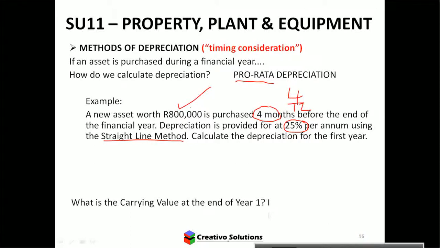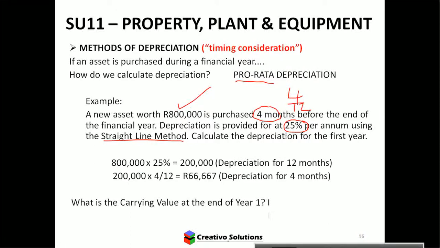Can't change the cost. So 800,000 times 25% gives me 200,000. Have I used the asset for the full year? No. So can I show depreciation for the full year? No, I can't. Okay, that's why I pro rata it. Okay, you can do that in one step if you want to. 800 times 25% times 4 over 12 will give you 66,666 recurring. Okay, but I'm just going to show it separately. It doesn't matter how you do it as long as you get the right answer.